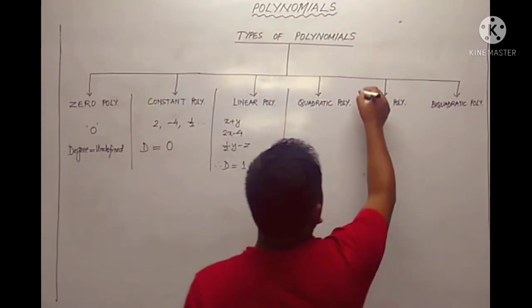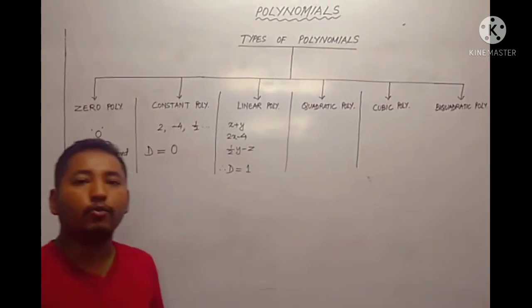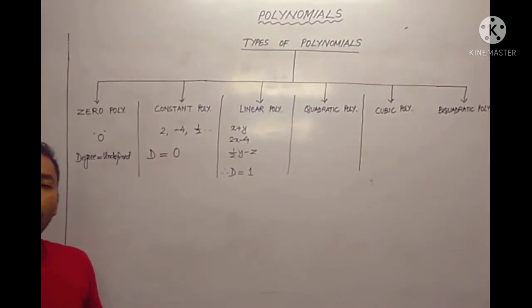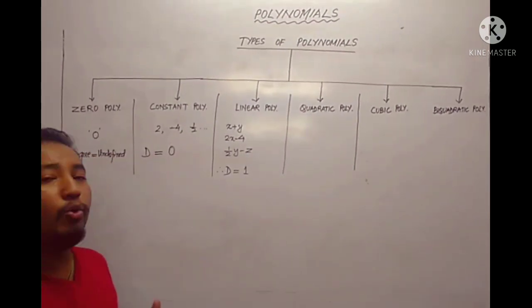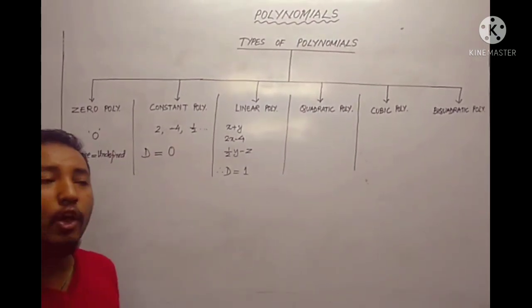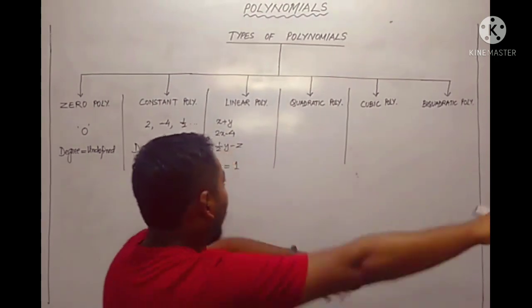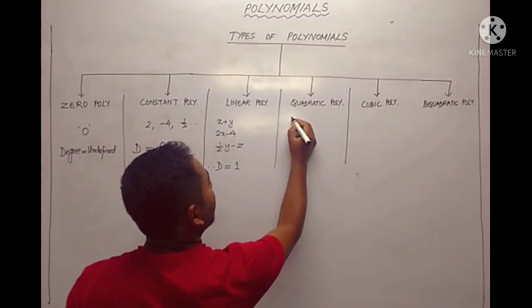And next you have quadratic polynomial. Now what is a quadratic polynomial? A quadratic polynomial is a polynomial whose degree is 2, means whose highest power is 2. Now let us learn here again. Let me give you an example.